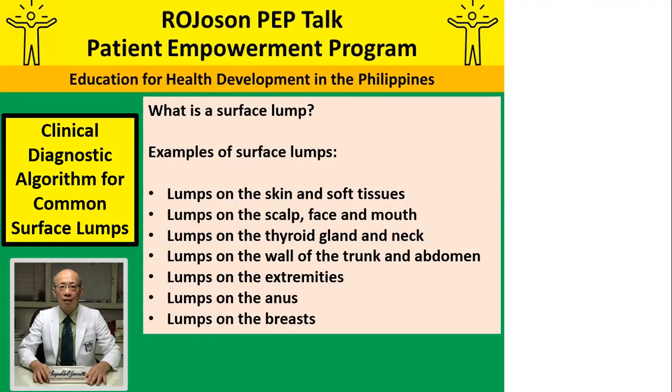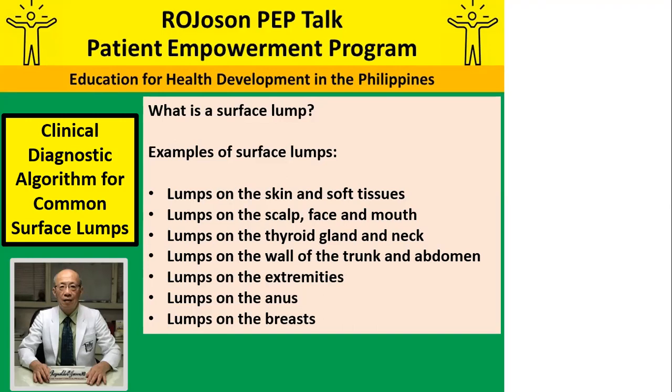Examples of surface lumps will be the following. Lumps on the skin and soft tissue. Soft tissue yung ibig sabihin ng soft tissue sa ilalim ng balat pero hindi kasama yung mga buto. Yung muscles, mga taba, kasama yon. Soft tissue. Okay. Then lumps on the scalp, face, and mouth. Lump on the thyroid gland and neck. The thyroid gland usually located sa gitna ng leeg. Neck is buong neck usually, but it refers to the side of the neck area.